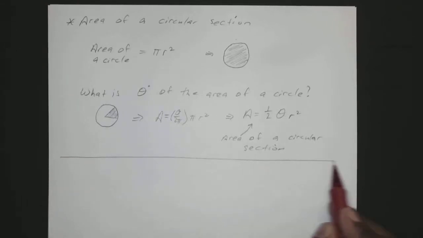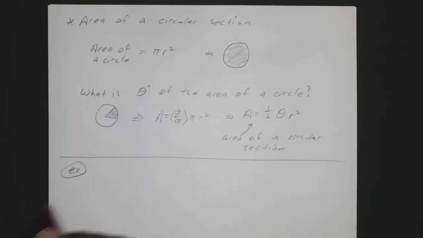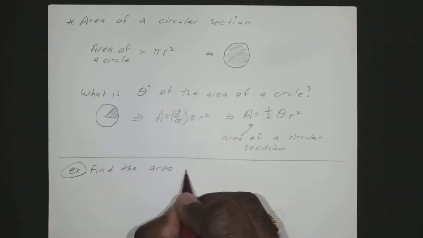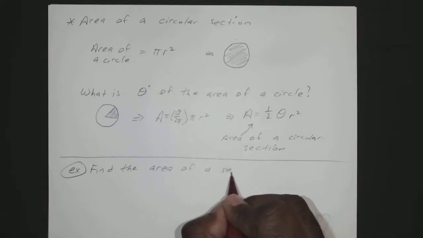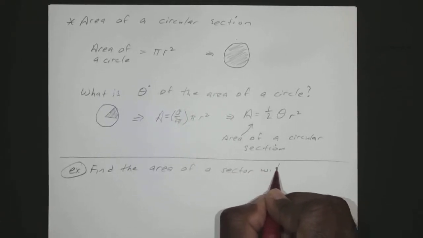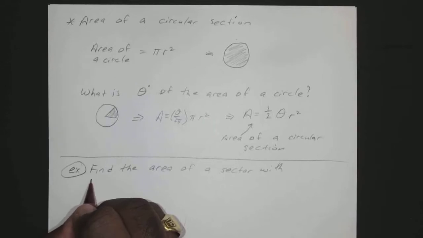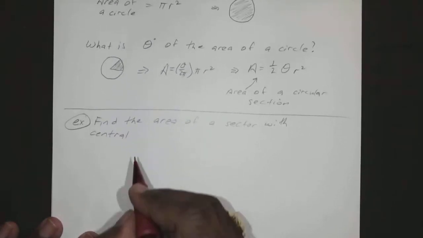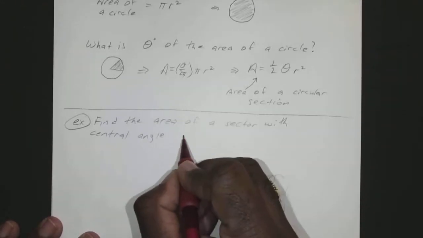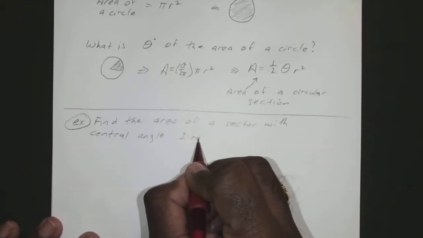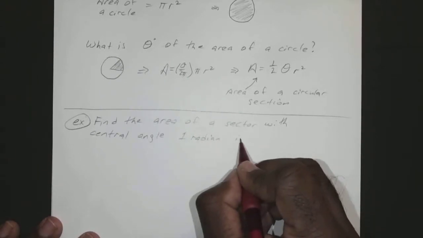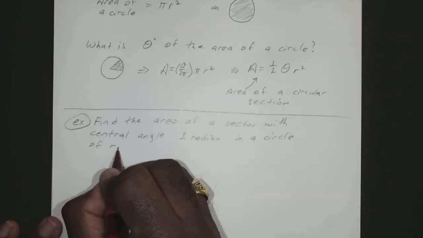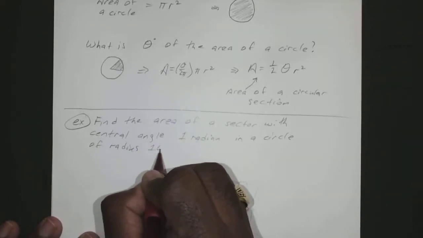Okay, so let's say, for example, I want to find the area of a sector with a central angle of 1 radian in a circle of radius of 10 meters. We'll bring that up some.